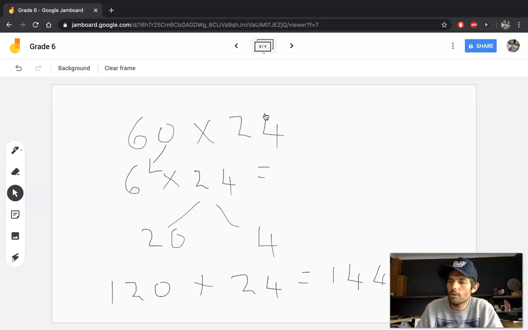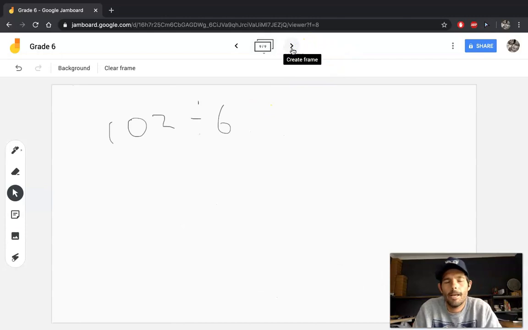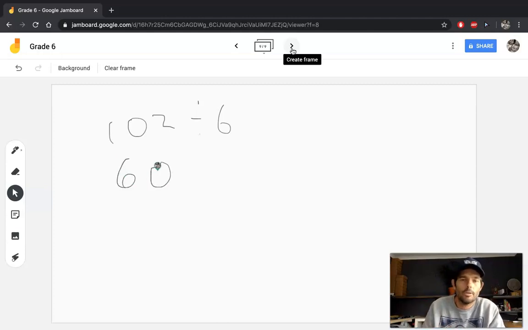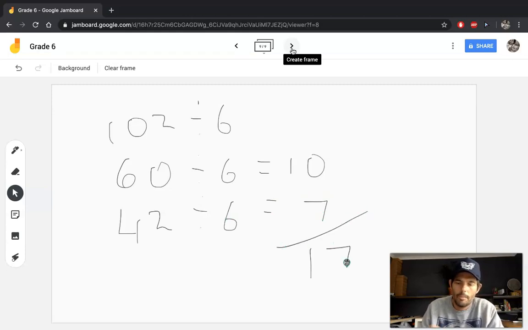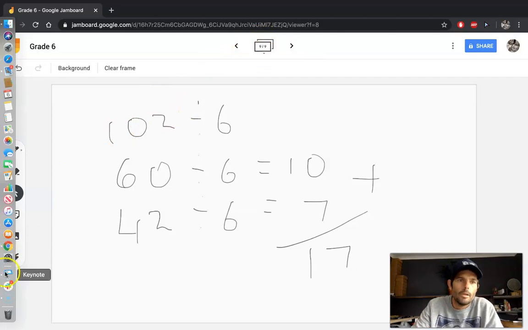Right, and then the next one I asked you to do was 102 divided by 6. Okay, and again, I asked you guys to think of a strategy we did last week. So I'm going to split 102 up into 60 because I know that 6 can go into 60 exactly 10 times. Then what's left over is 42. So I know that 42 can be divided by 6 7 times, and then my 10 and my 7 add up to give me 17. Okay, well done if you got those, guys.